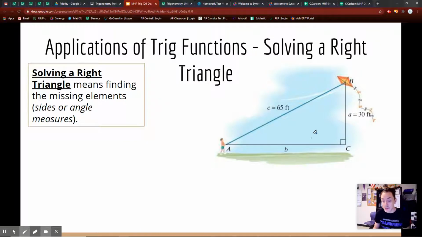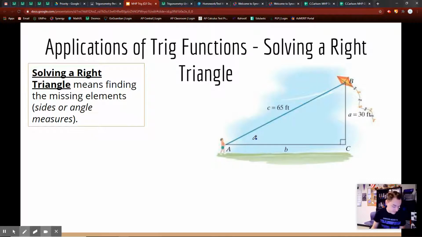Okay, it just gives us this triangle, no other theta at all, because I need to find all the theta measures, and it just gives me that it's 30 feet up in the air. And then it also gives me that this is 65 feet of rope. So how can I find how long that is? If I wanted to find how long it is, what's the angle measure, and so forth.